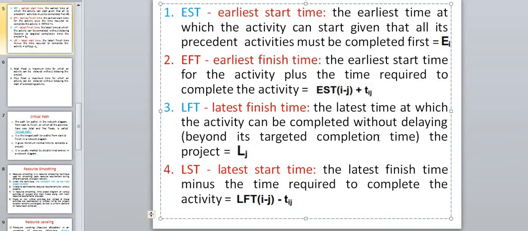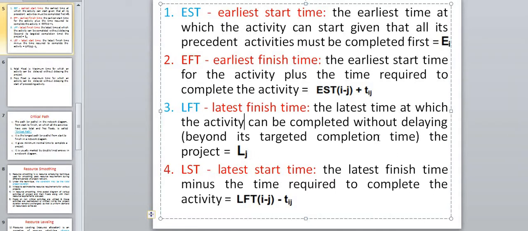What is latest start time? The latest finish time minus the time required. When the time required to complete the activity is subtracted from the latest finish time, that is nothing but the LST, that is the latest start time.